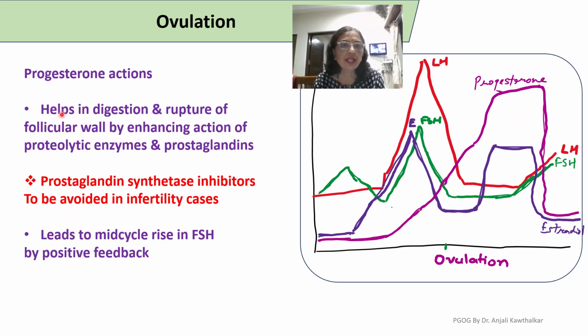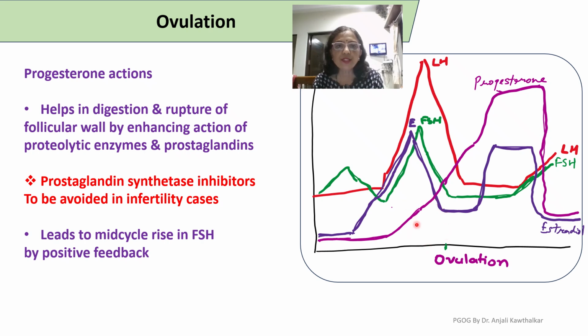Progesterone action: it helps in digestion and rupture of the follicular wall by enhancing the action of proteolytic enzymes and prostaglandins. This progesterone is very important for ovulation to take place. Prostaglandin synthetase inhibitors are to be avoided in infertility cases. Another action of progesterone is that it leads to a mid-cycle rise in FSH by positive feedback. As you can see here, FSH, which was low, has another spike just before ovulation. It is because of this action of progesterone.